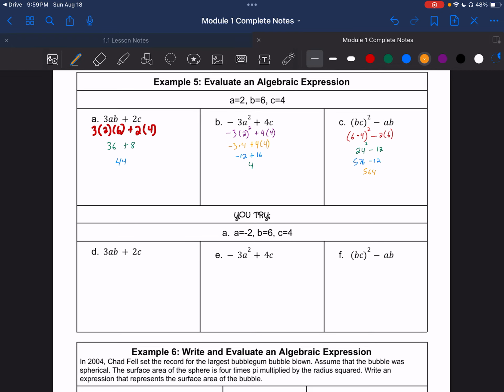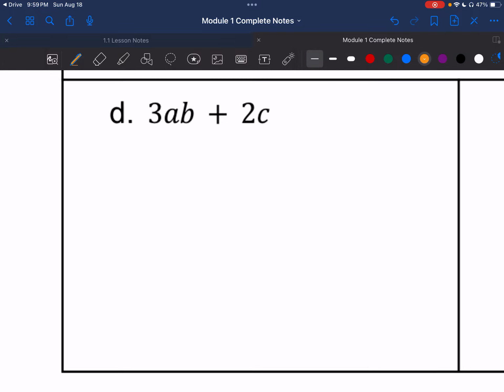All right, so now you're going to try the U-try problems, D, E, and F, and you are using new values. So we're using A is equal to -2, B is equal to 6, and C is equal to 4. So A has changed up slightly. You'll notice we are working with the exact same expressions. And we're going to see how we are going to affect the problems by just making that first term, that A negative. So try the work and come back and check it against mine.